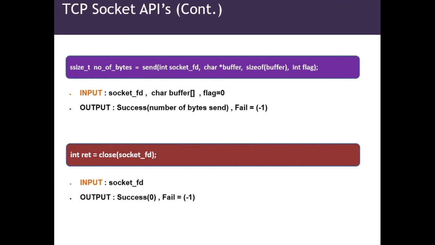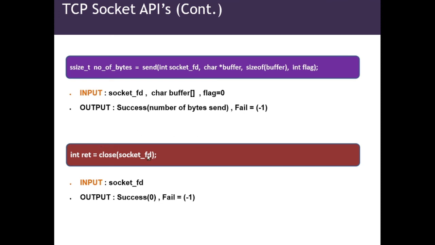The next system call is send. If you want to send some message to the server or a client, we use this send system call. It has four parameters. The first one is socket_fd, the socket file descriptor. Then we have the buffer which we want to send to a client or a server depending on the requirement. Then we have the size of the buffer, and this is a flag. It also returns the number of bytes sent, and on failure it returns -1.